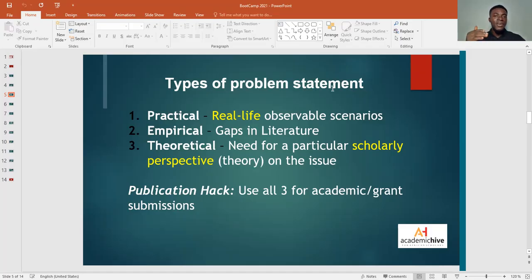Now, if you're considering to publish your research or to apply for grants, it is most advisable to combine these 3 methods of statement of problem in your research. You can use them all together. Your statement of problem should contain the practical problem, the empirical problem, and the theoretical problem in order to give you an edge in the publication world.